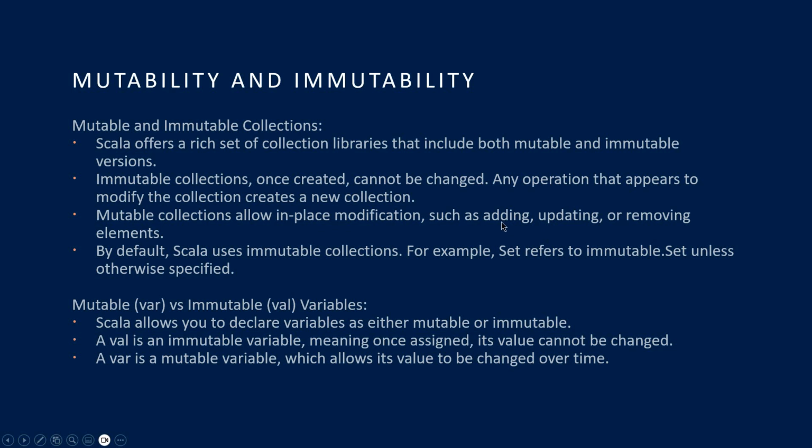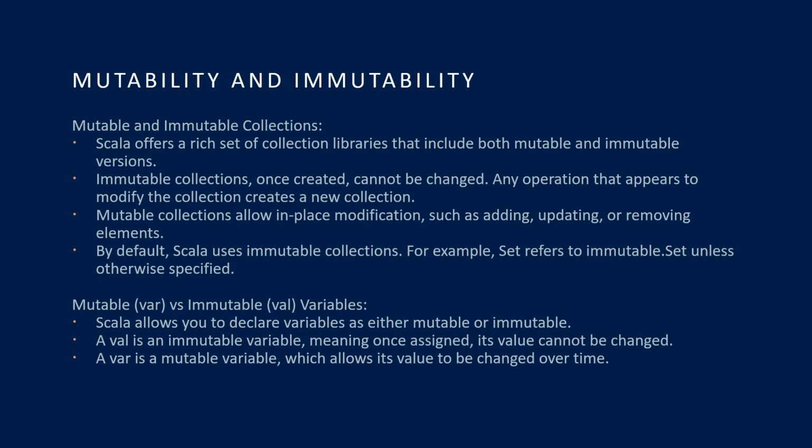So you have this idea in a lot of languages of mutability and immutability. But the good thing is in Scala you get these collections of libraries which include both mutable and immutable versions. So in an immutable collection, once it's created, you can't change it. Any operation that appears to modify the collection creates a new collection. Mutable collections allow in-place modifications such as adding, updating or removing elements. You can see where that's important in things like lists and queues and various other things.